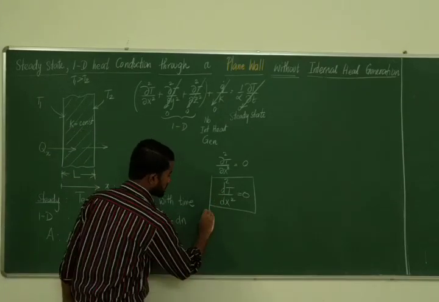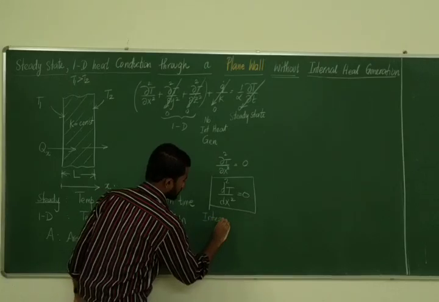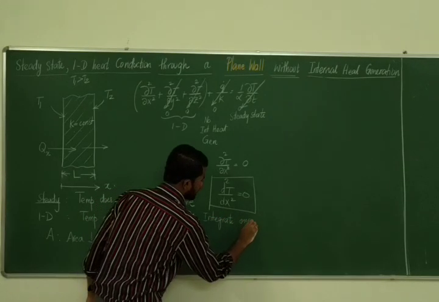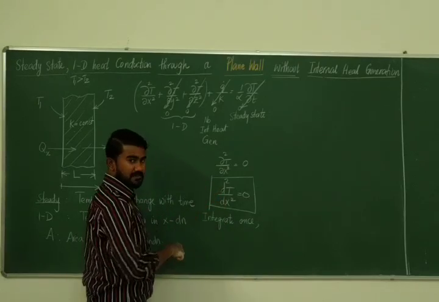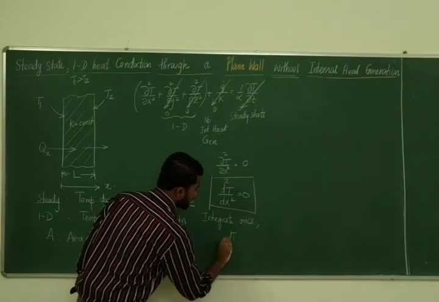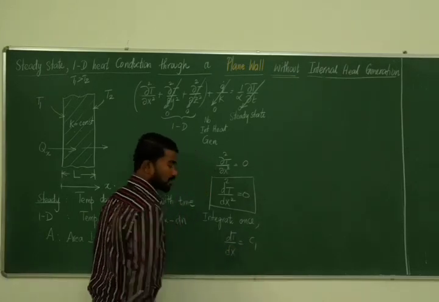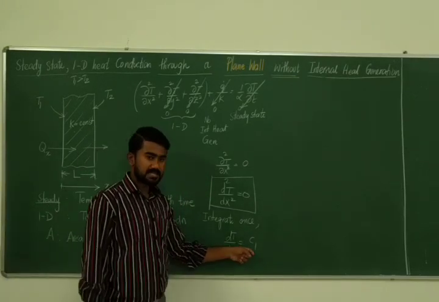Now you integrate once, you get d²T/dx². One derivative will go if you integrate once. You get dT/dx equal to constant. Let me call that constant as c1.